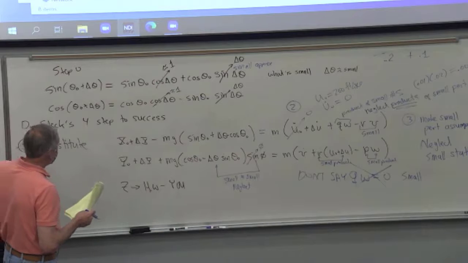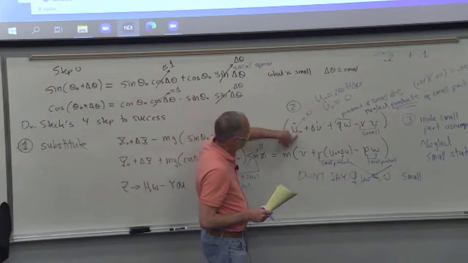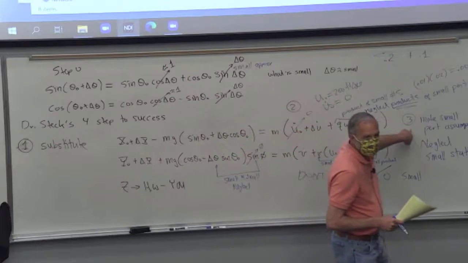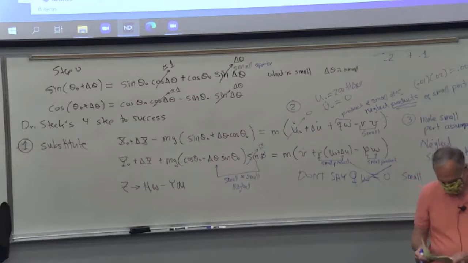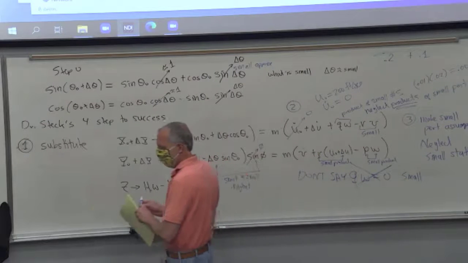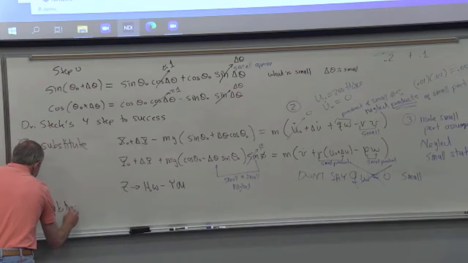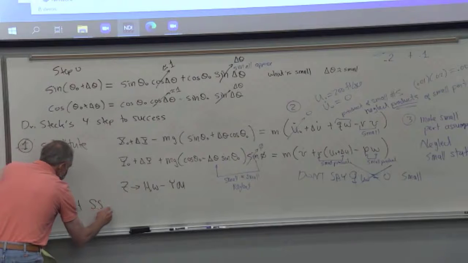So step one is to substitute. Step two is to knock out the steady state dot terms. Step three is to look through and see what small products you can get rid of. And then the last step's an easy one. We subtract, so this is step 4, subtract the steady state equation.